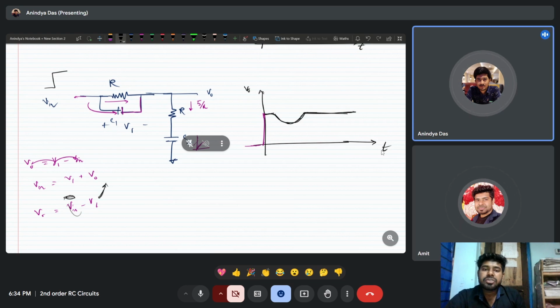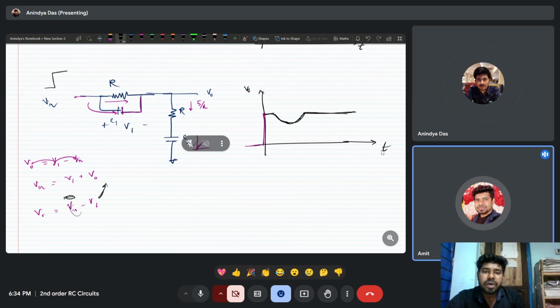Why is V0 going down during this time and not going upward? Yes, because this is a passive circuit, so the output cannot be more than the input voltage. So it will be dipping in this duration, and then it will be rising. Okay, we will deal with this more deeply and intuitively in another video.